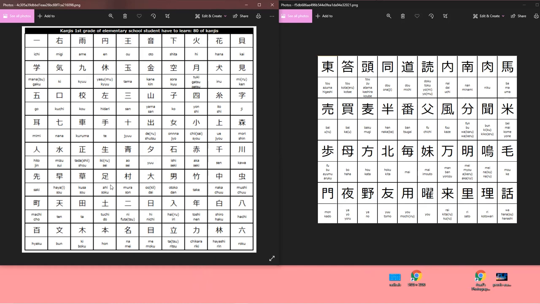Or like Hi means sun. What else? Well, you can find a couple of them, like Hito, Ichi. Actually, I can't find any Ichi in here. But like I mentioned earlier, Hi, Ko, or Kuchi. Right here, Kuchi.